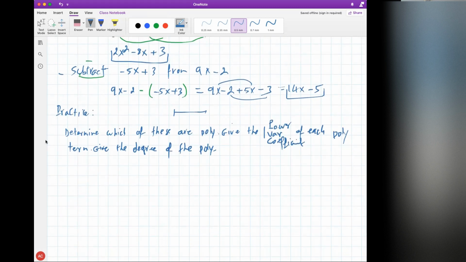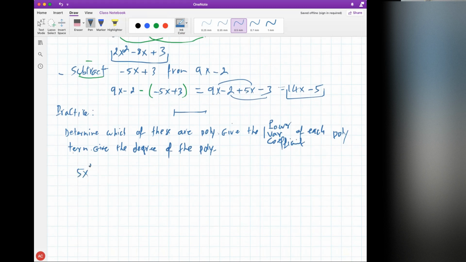Okay, so I'll give you a few, and if it's a polynomial, give these things. If it's not a polynomial, just skip it. Only for each polynomial term. It means if it's a polynomial, then find the terms and so on. If not, just move on to the next one.